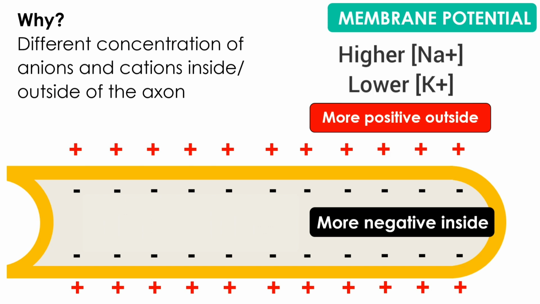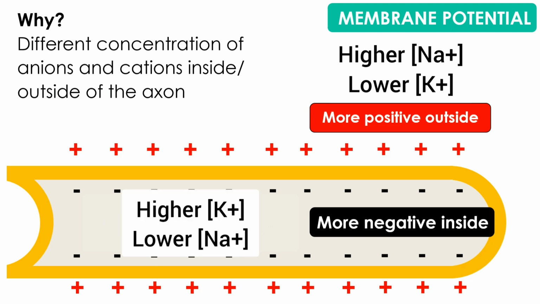Most of the time, the outside of the axon will have a higher concentration of sodium ion and chloride ion compared to the inside of the axon. On the other hand, the inside of the axon will have a higher concentration of potassium ion compared to the outside. This concentration gradient provides the potential energy for ions to move into or out of the axon depending on the concentration gradient.